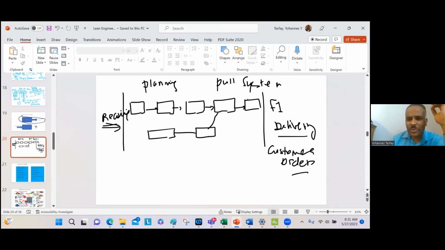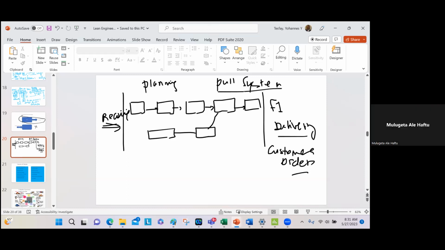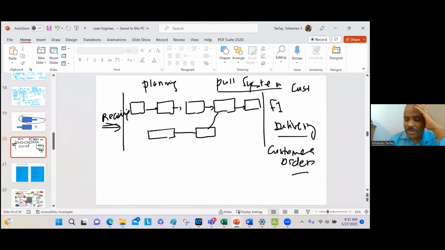What is the input? What is the most important input in a pull system? Customer demand, yes. Just demand. Okay, I'm going to say demand.